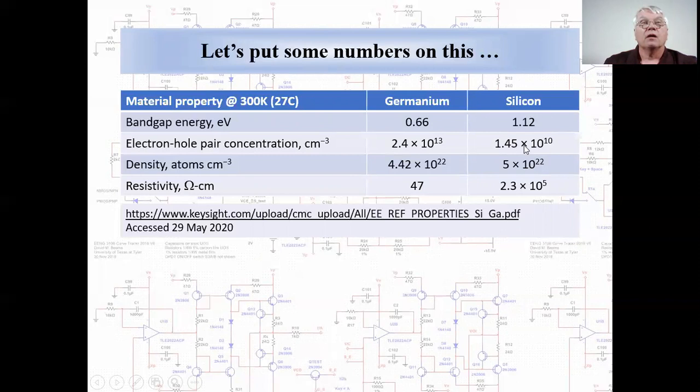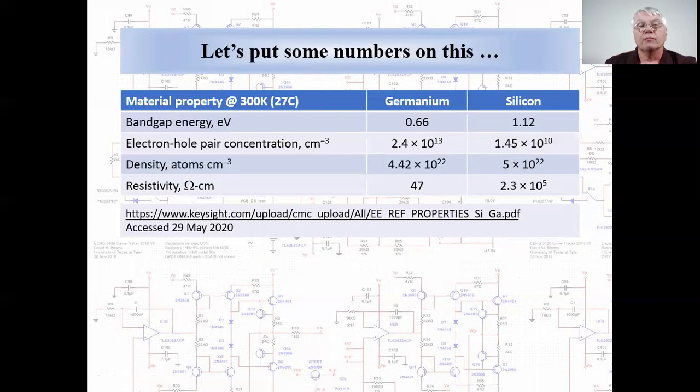Look at the electron-hole pair densities. They may appear large, but look at how they compare to the density of the atoms, the atomic densities, atoms per cubic centimeter. In germanium, the ratio is approximately 1 electron-hole pair for every 1.8 times 10 to the 9th atoms. In silicon, there is 1 electron-hole pair for every 3.4 times 10 to the 12th atoms.